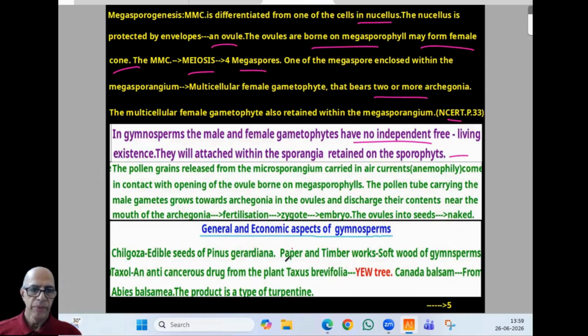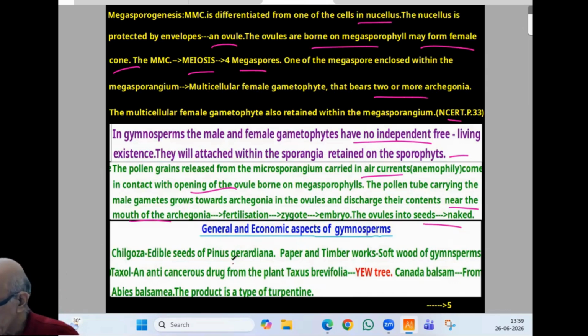Now, pollen grains. Pollen grains are released from the microsporangium and carried by air currents, wind pollination, anemophily, and come in contact with the opening of the ovule borne on megasporophylls. Pollen tube opening. See, this is important. Now, the pollen tube carrying the male gametes grows towards the archegonia in the ovules and discharges its content near the mouth of the archegonia. It's another important one. Fertilization will be there, zygote, embryo. The ovule develops into a seed. Seeds are naked.